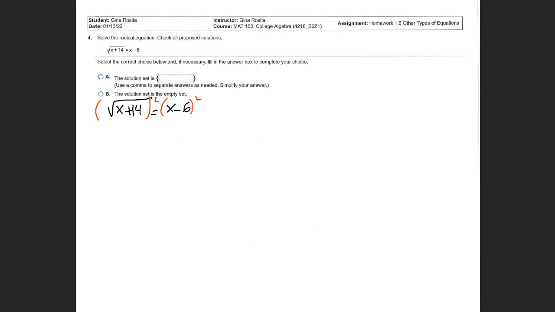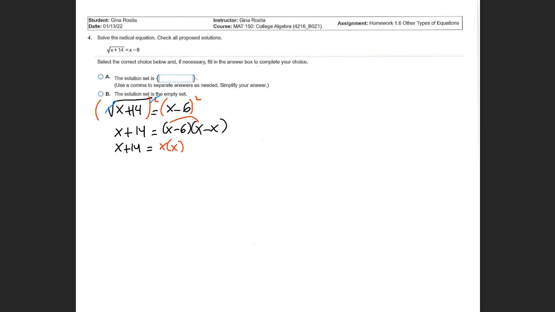Okay, so now this cancels, yeah? This cancels. So the equation becomes x plus 14 equals, we can write x minus 6 two times. After that, use the FOIL, is that right? So x times x, I just write down x times x.